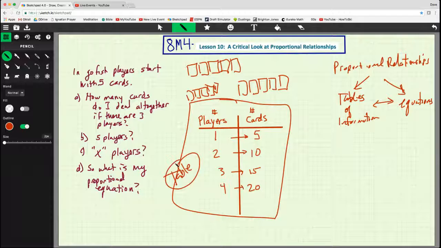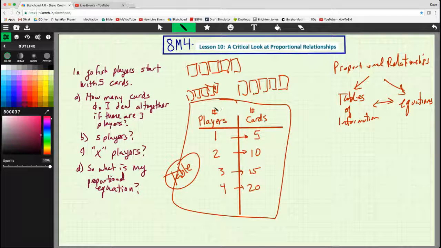And when we're dealing with a proportional relationship, we can always take our table and create an equation. Now, when we build an equation, I don't know if your teacher is going to do this, but the way I like to do it is the first column is always x and the second column is always y. So we're going to write an equation, a proportional relationship, that connects the number of players to the number of cards. Remember what we said, our equations are always going to look like y equals c times x. Always. And that's in a proportional relationship.